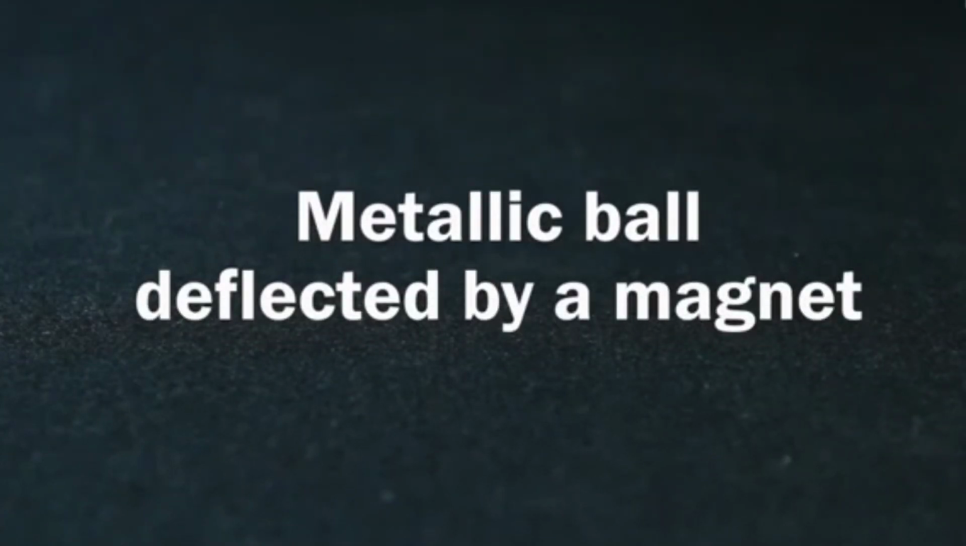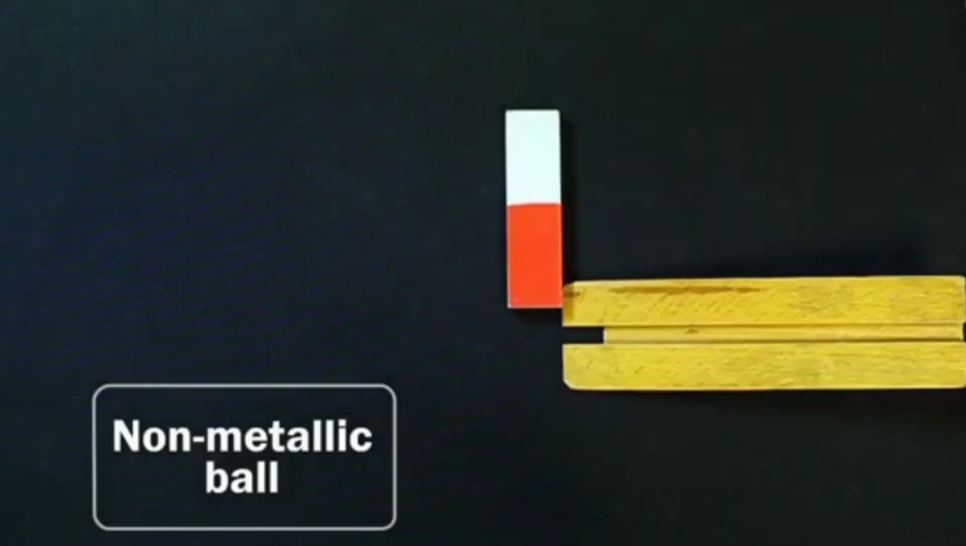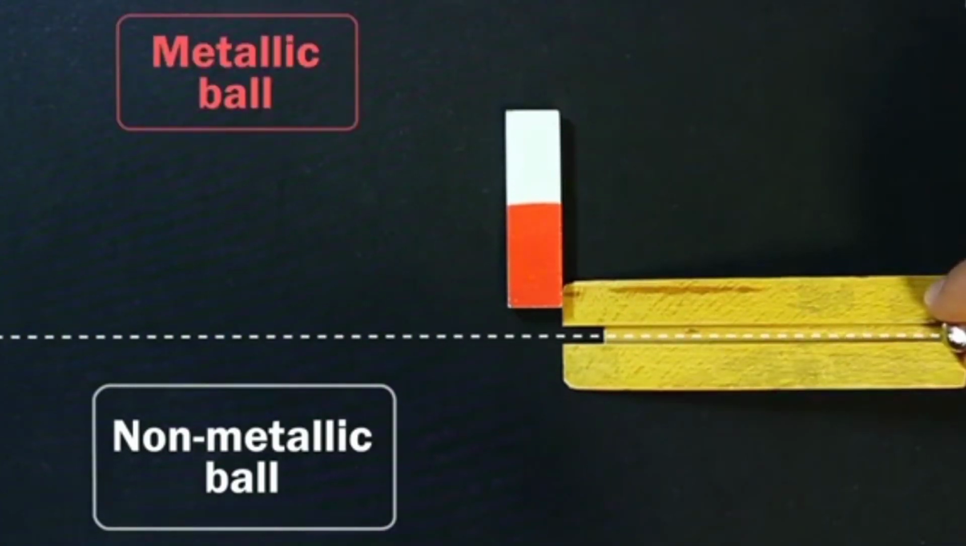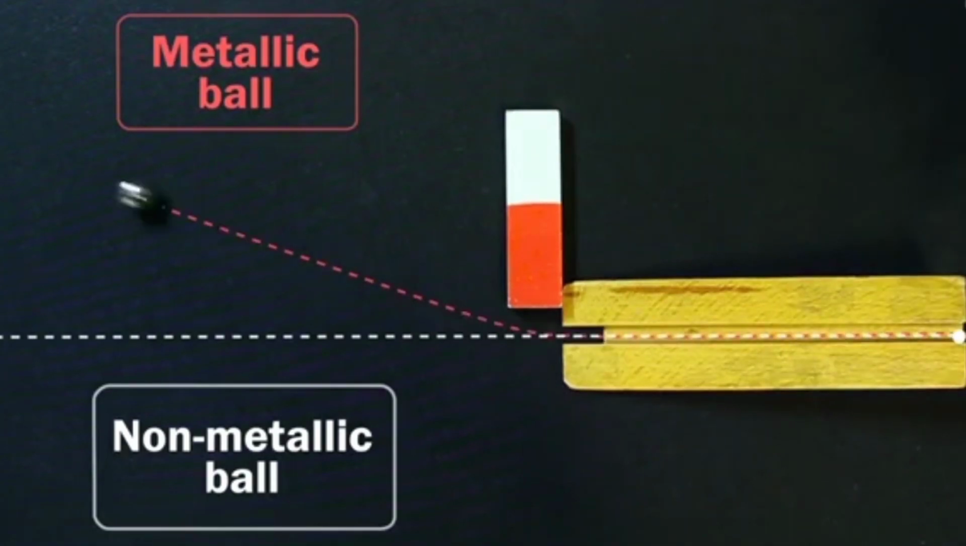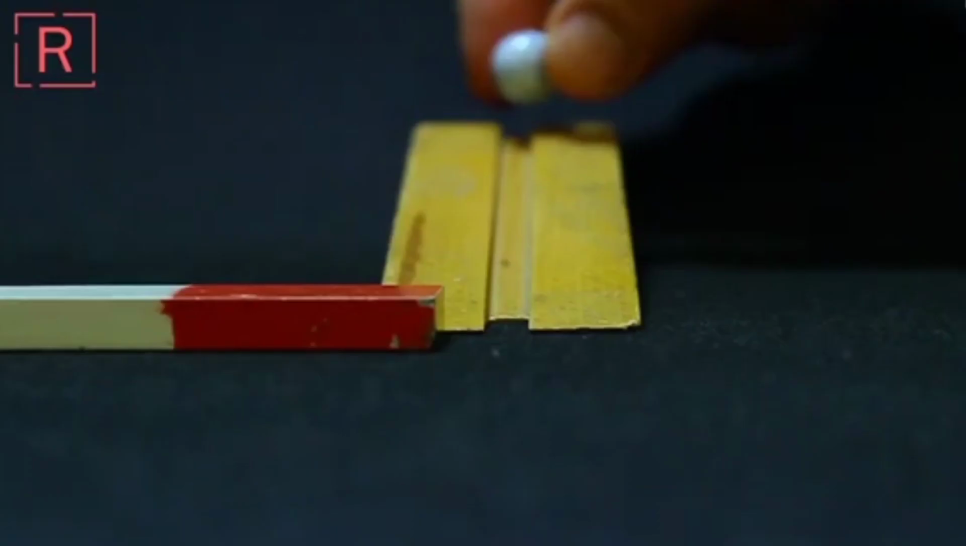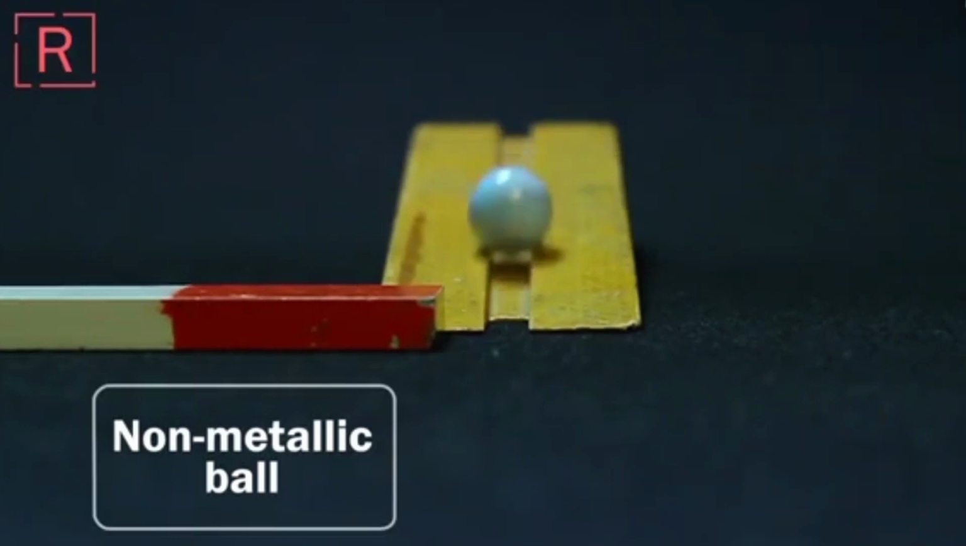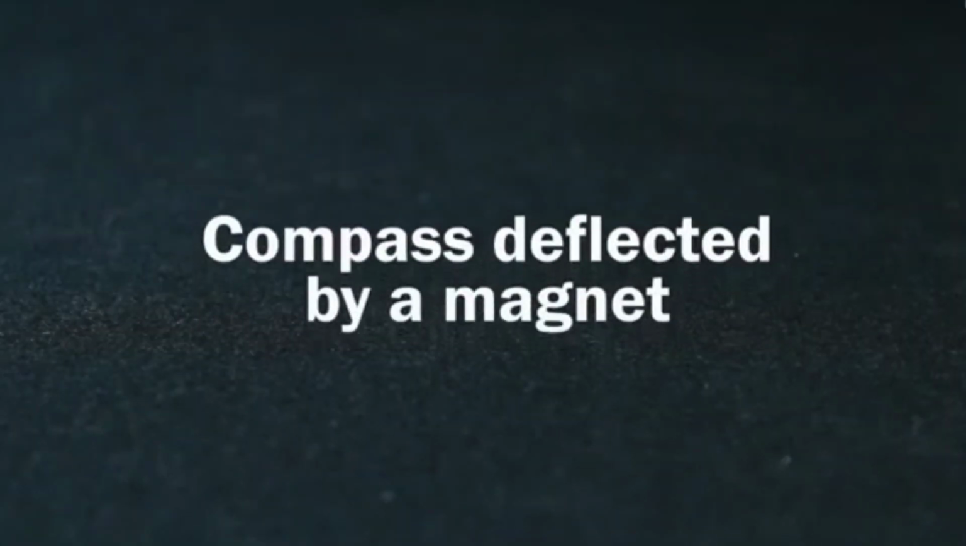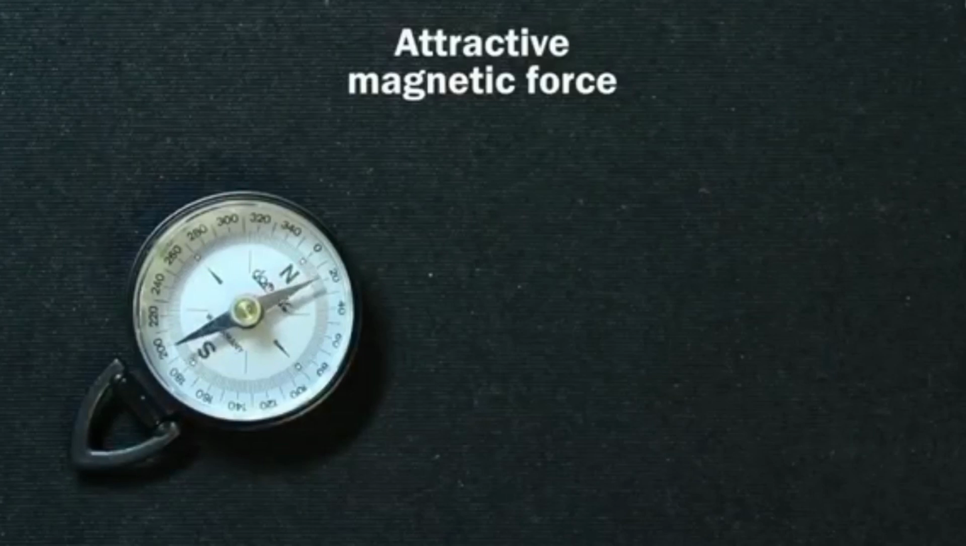And the next one, a metallic ball deflected by a magnet. Dear student, when a non-metallic ball rolls from the ramp, it does not deflect. When a metallic ball rolls from the ramp, it shows deflection. Let us see here, because the magnetic force is acting. When the magnetic force acts, it shows the deflection.